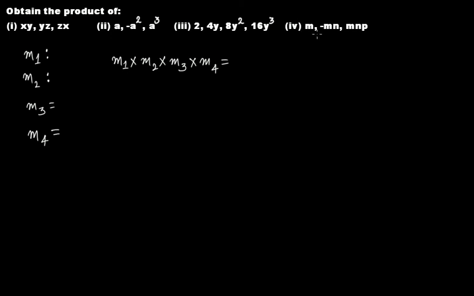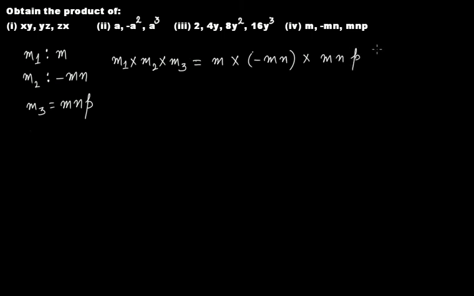Now, here you just have 3 monomials. So remove this m4, and now this m1 is m, this is minus mn, this is mnp. So if you multiply it, you get m multiplied by minus mn multiplied by mnp, right? This can be written as 1m multiplied by minus 1 mn multiplied by mnp.